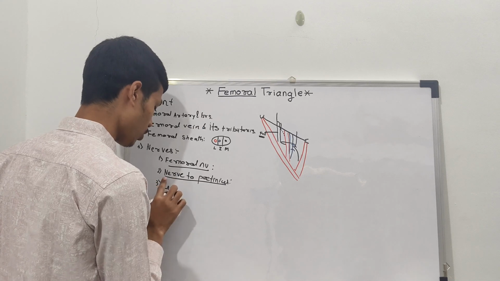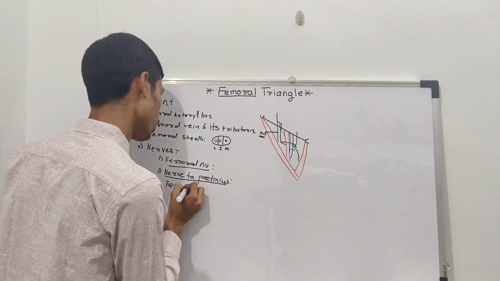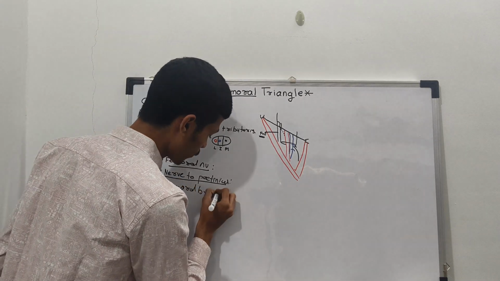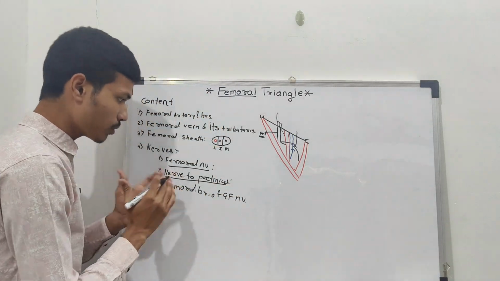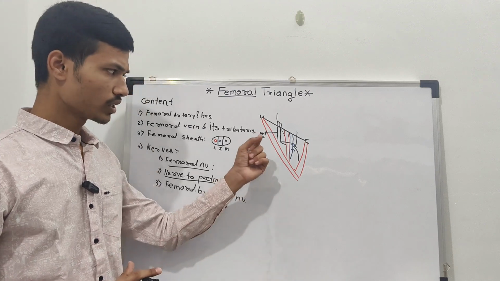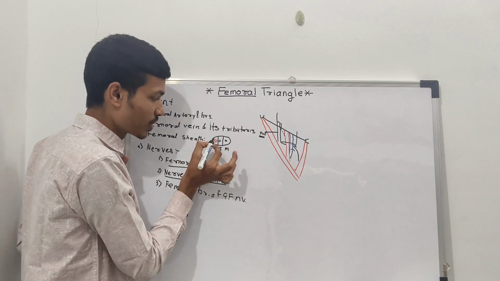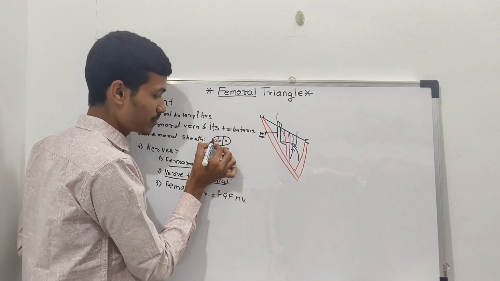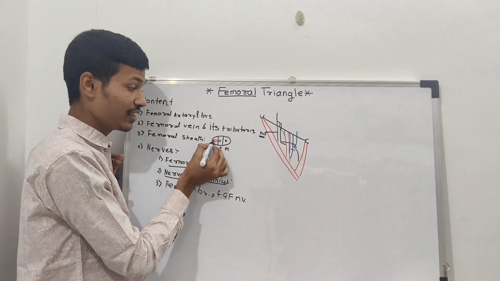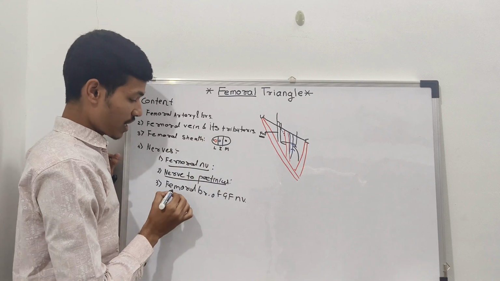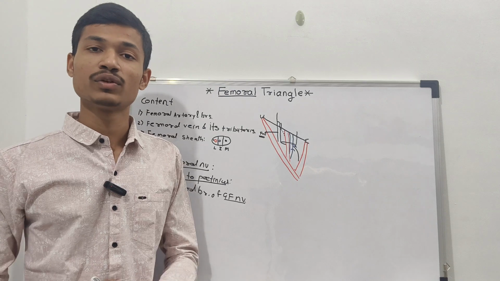Then again one nerve, that is the femoral branch of the genitofemoral nerve. This femoral branch of the genitofemoral nerve is present in the lateral compartment of the femoral sheath, along with the femoral artery. The importance of this nerve is that it supplies the skin over the femoral triangle.